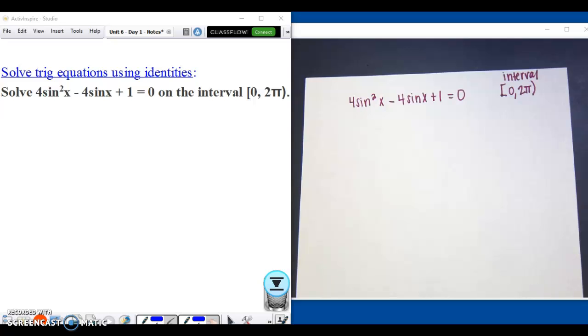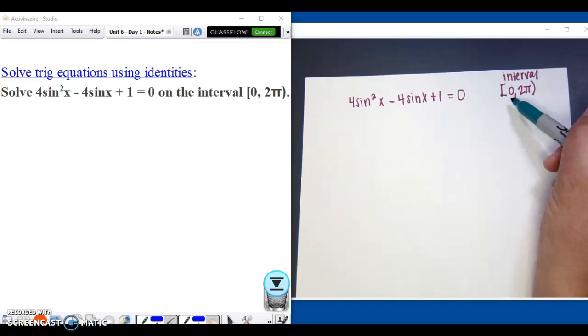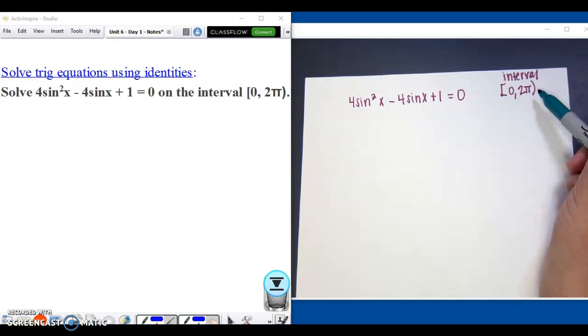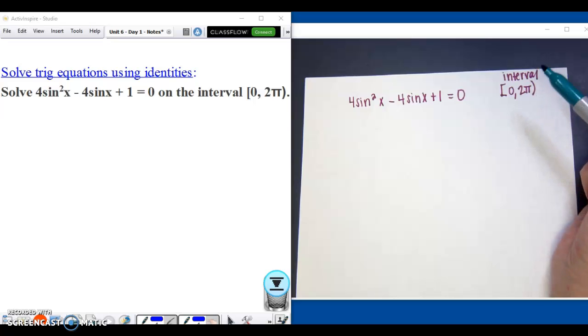Okay, so for the last two problems, we're going to actually be solving trig equations. So our goal is to actually solve for x or solve for theta, depending on what it is. And we are only looking at the interval from 0 to 2 pi, so that means all the way around the unit circle, except we're not going to include 2 pi.